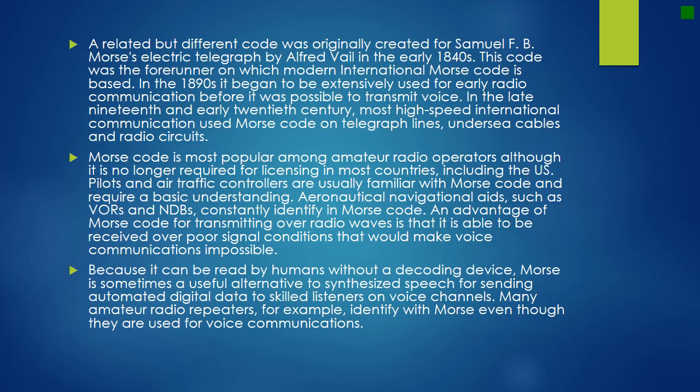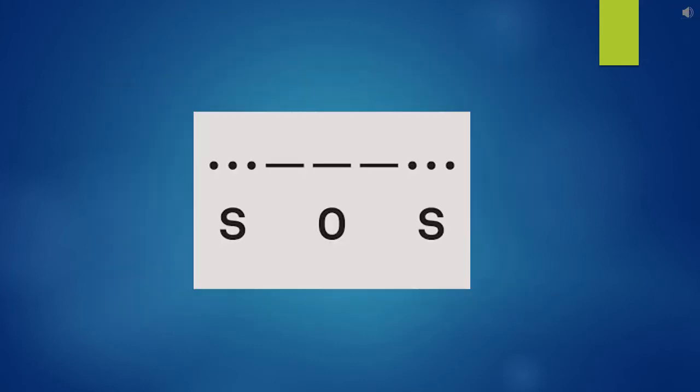Morse code is most popular among amateur radio operators, although it is no longer required for licensing in most countries, including the US. Because it can be read by humans without a decoding device, Morse is sometimes a useful alternative to synthesized speech for sending automated digital data to skilled listeners on a voice channel.